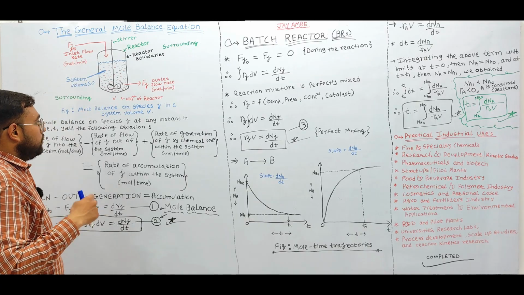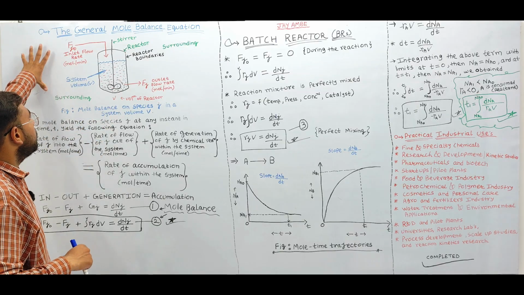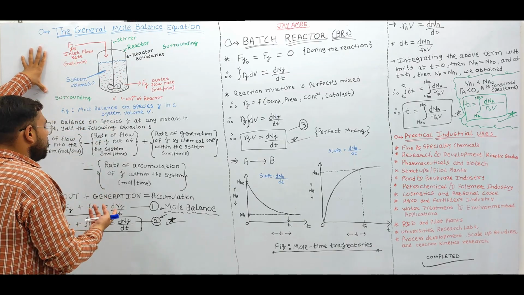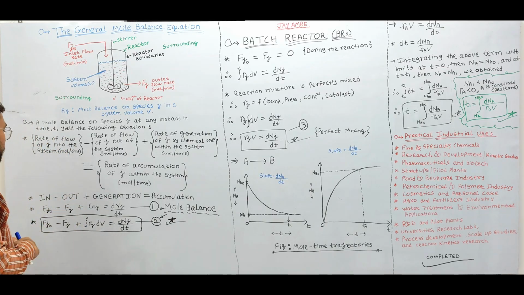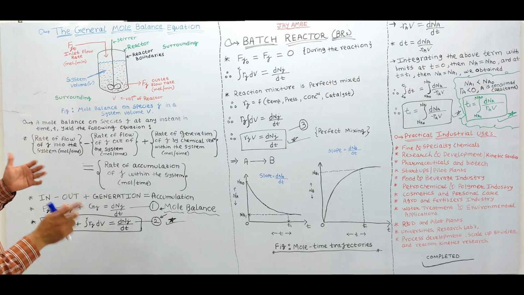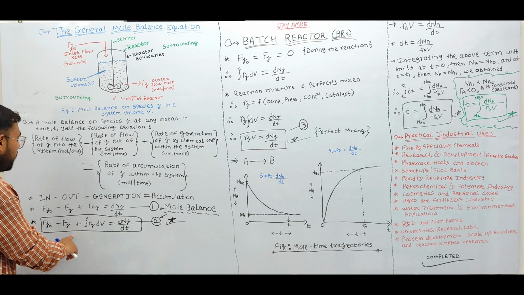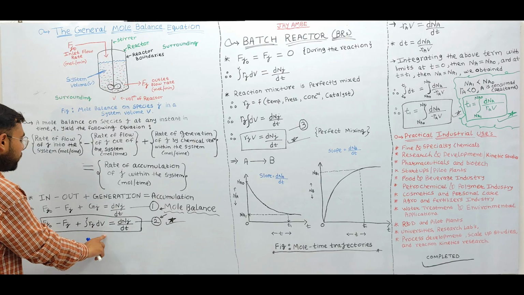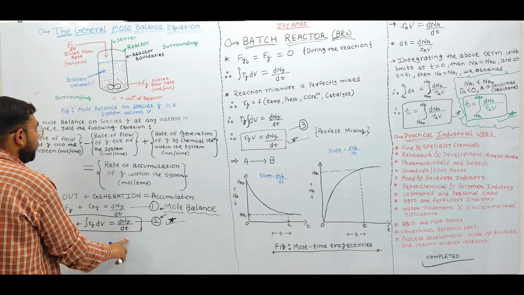So by utilization of the general mole balance concept, we'll derive the design equation of the batch reactor. In the previous lecture we understood the universal equation, which is the general mole balance equation: Fj0 minus Fj plus the integration of rj dV throughout the entire volume V is equal to dNj by dt.